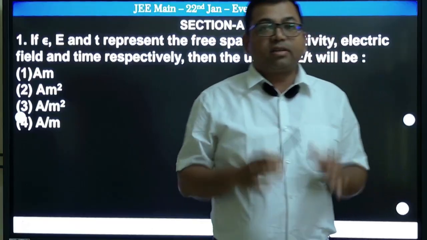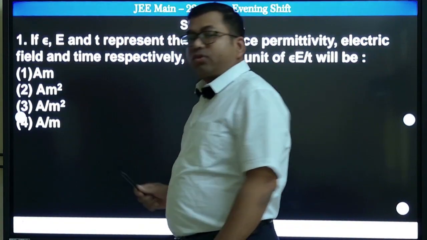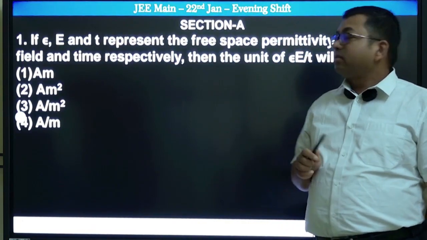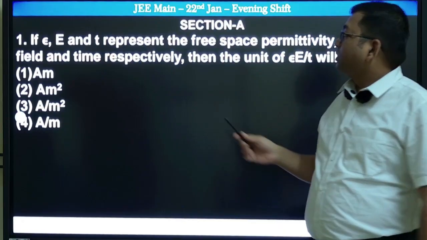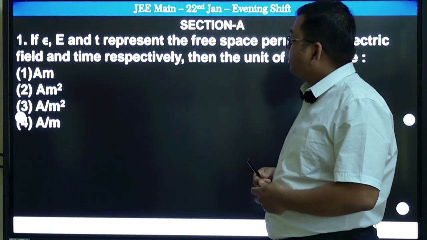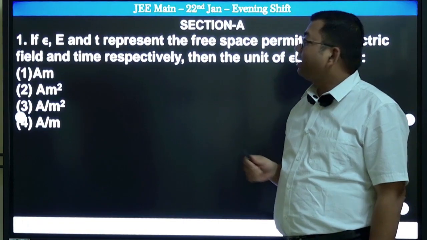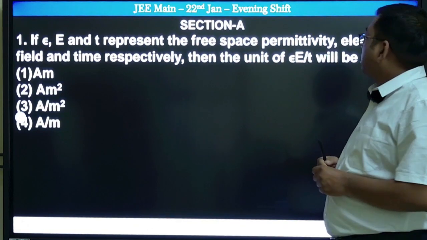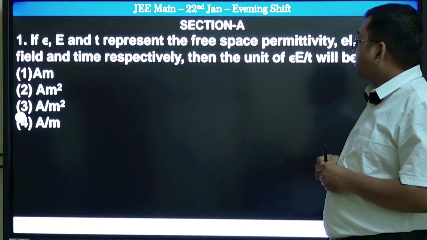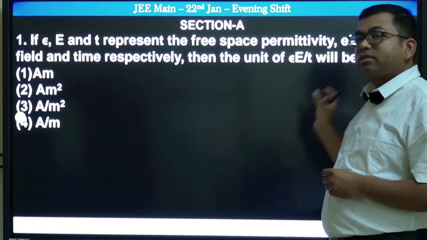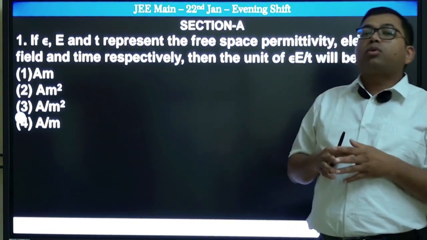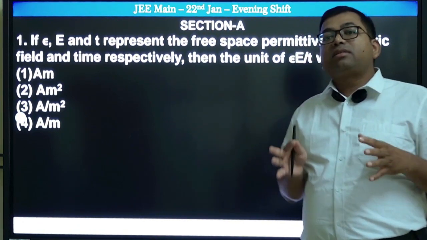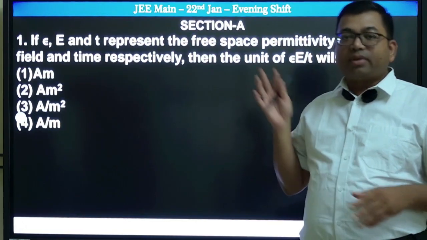So let us start. First question is, this is for January 22nd evening shift, right? If epsilon, capital E and T represent the free space permittivity, electric field and time respectively, then the unit of this, so this type of common questions are coming in the dimensional analysis or dimensional units chapter, right? So let us see that.